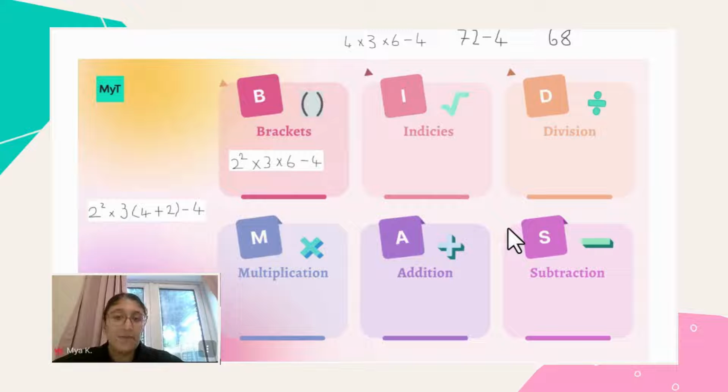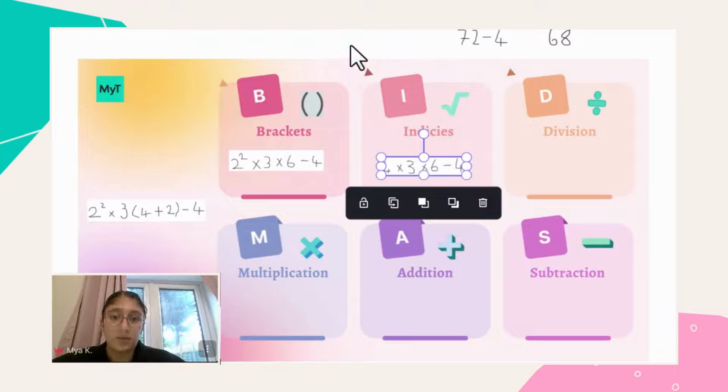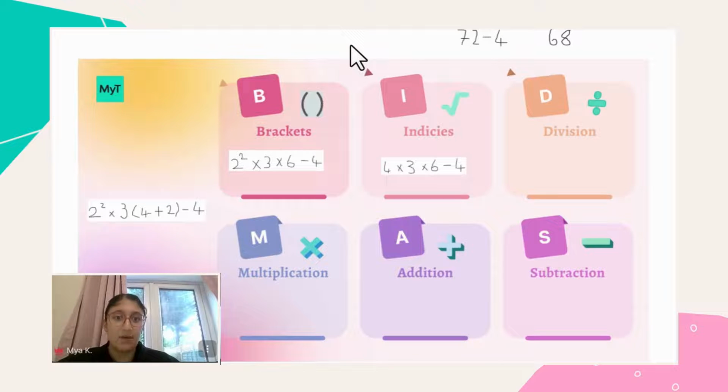Next up in this acronym is I for indices. You can see the symbol there is for the square root sign, but this can actually also be squared, and we do have a 2 squared in our sum. So you'll see that this is the first number in this equation, but we actually do it second. So 2 squared would be 4. So we would rewrite our equation like this. 4 times by 3 times by 6, take away 4.